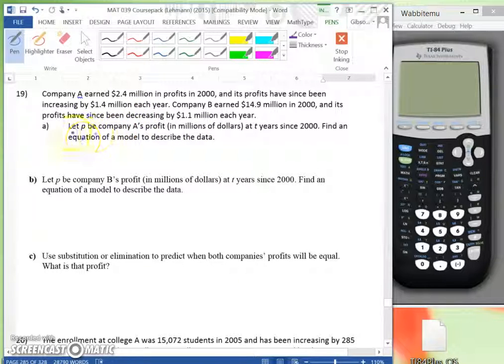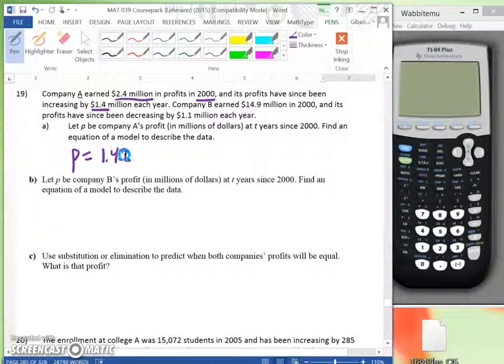So then we're doing Company A. They said let P be this, so it'd be P is equal to. Now we need the slope. If we look here at Company A, 2000 is the first year, and it said they earned $2.4 million. And then it also says it's increasing by 1.4 million each year. So the 1.4 million is your slope, but we would just write 1.4.